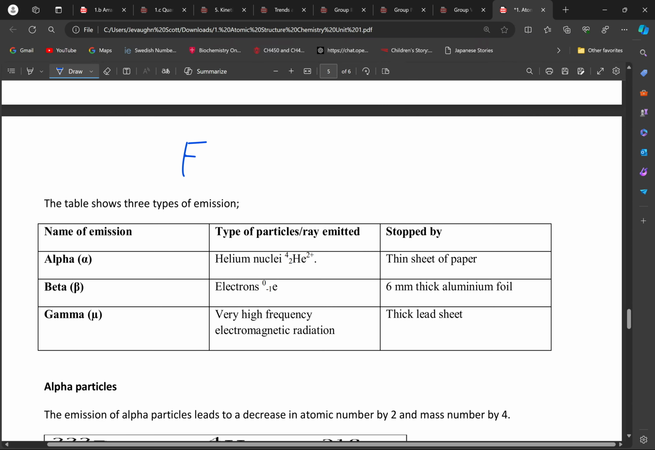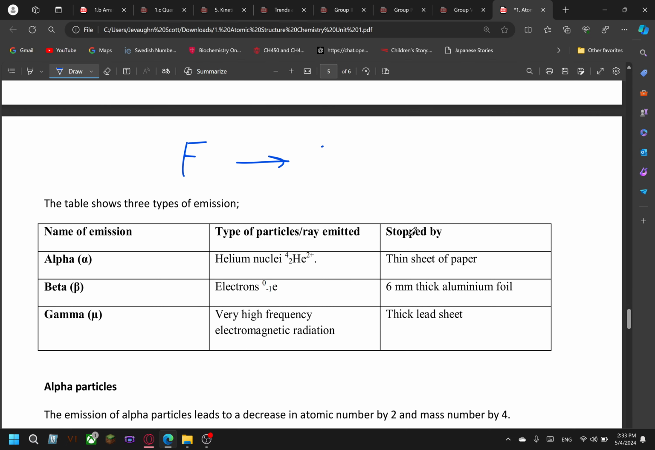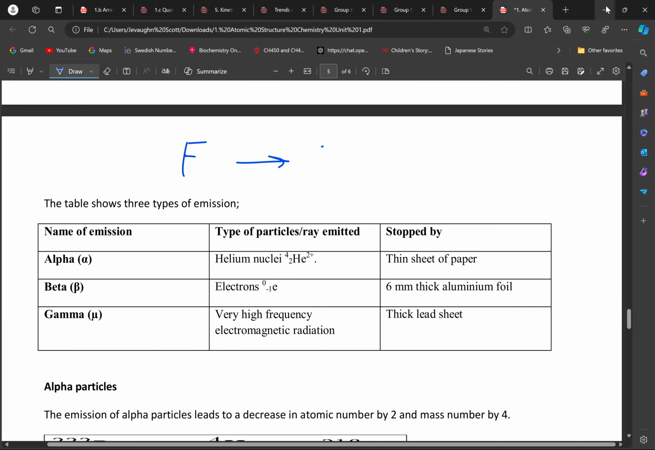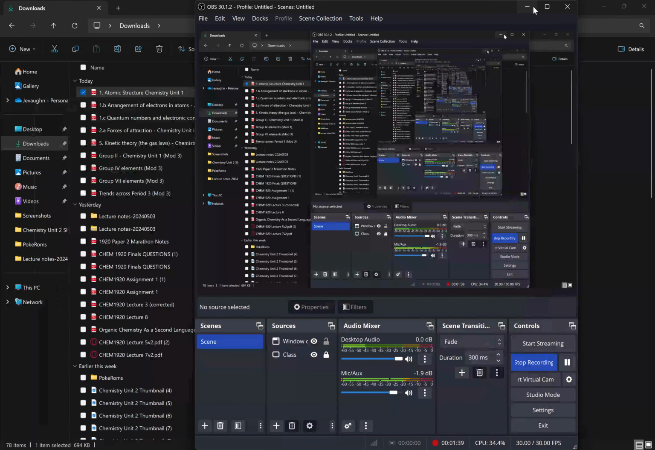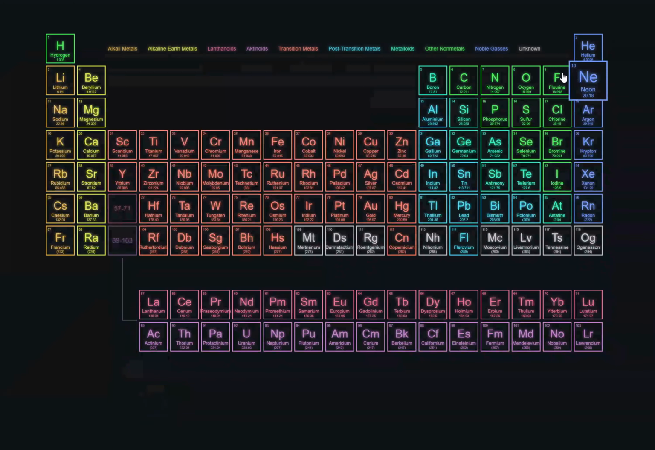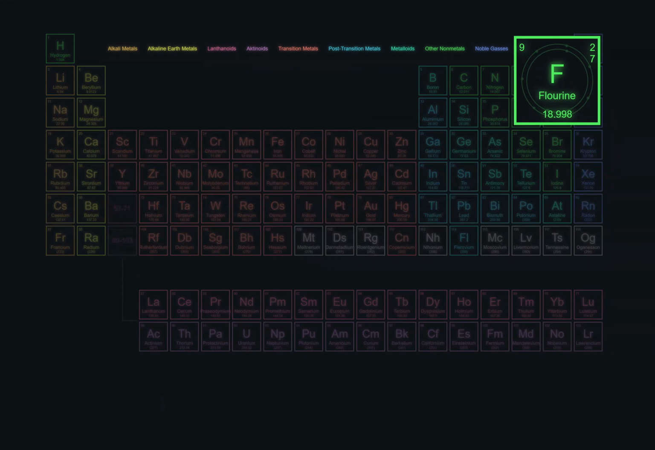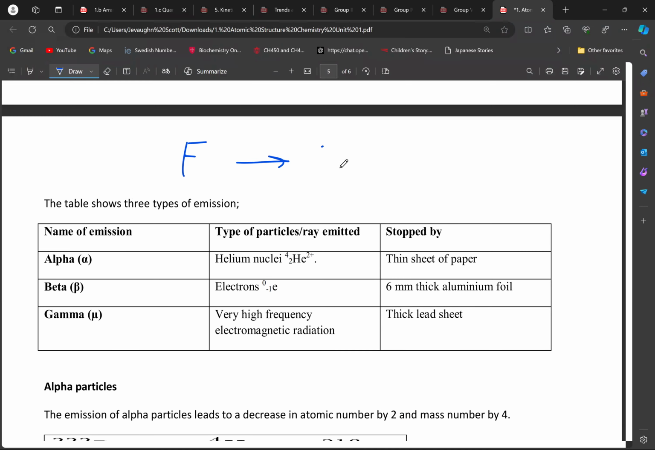Alright, hold on. What is the mass number of fluorine? The mass number is 19, and the atomic number is 9. So fluorine-19. The mass number is actually 18.998, so generally we can call it 19.